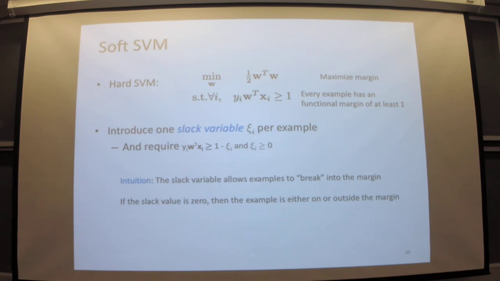So the question is, what prevents the learner from saying, I don't like any example, I don't like this data set, let's throw out everything?